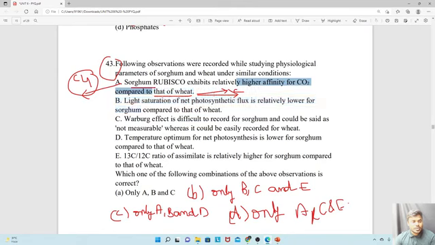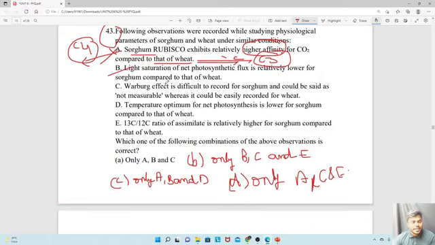See, friends, sorghum is what kind of plant? Sorghum, millet, sugarcane, these are all C4 plants. Wheat is what plant, friends? C3 plant. But they said relatively higher affinity. No, it's a wrong statement. Then option B, light saturation of net photosynthesis flux is relatively lower for sorghum compared to wheat. Of course, true. What is the reason?